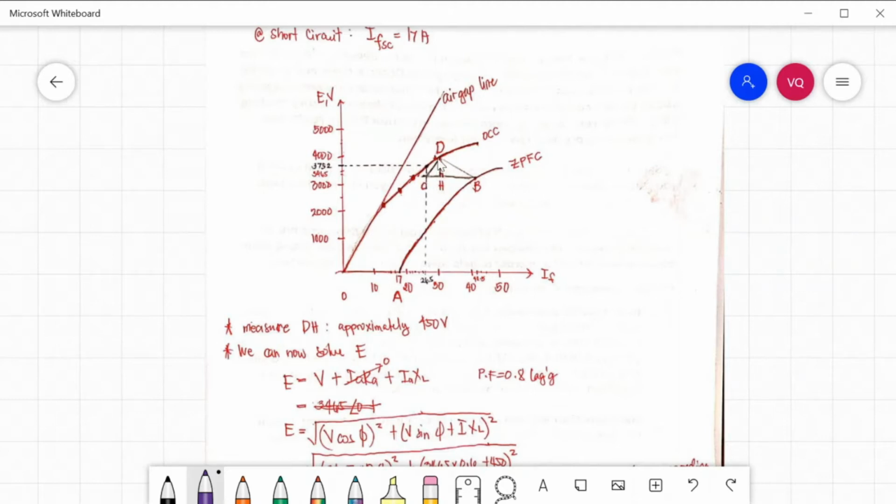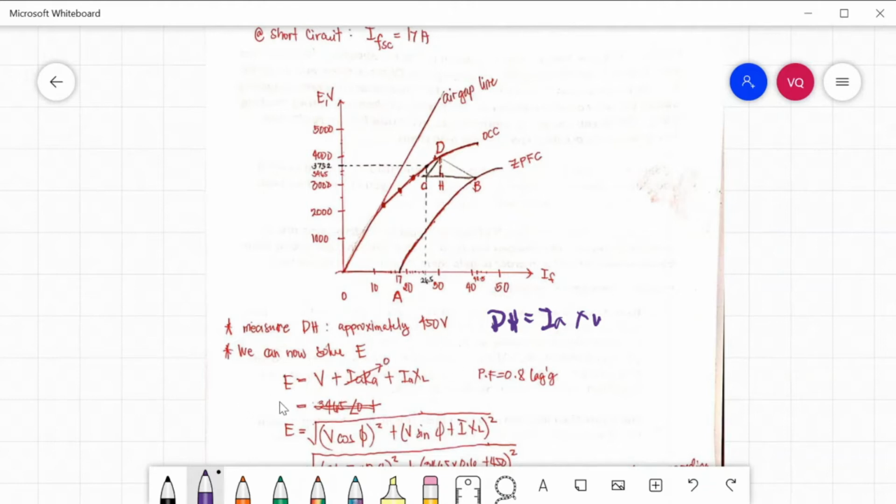After connecting CD, you connect point DB, and then draw a perpendicular line between D and H. After drawing this triangle, you measure DH, which is approximately 450. Our DH is the drop in your XL, so that is IAXL, the reactance drop. Now we can solve your E.